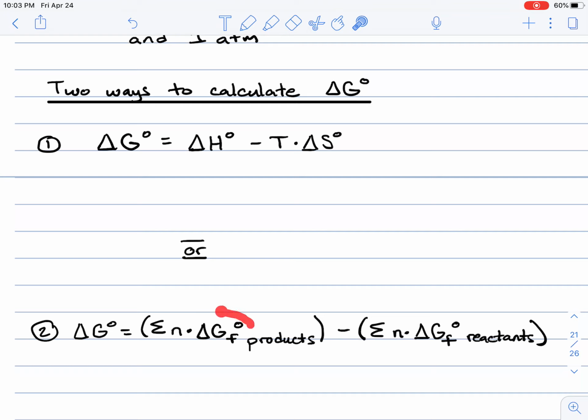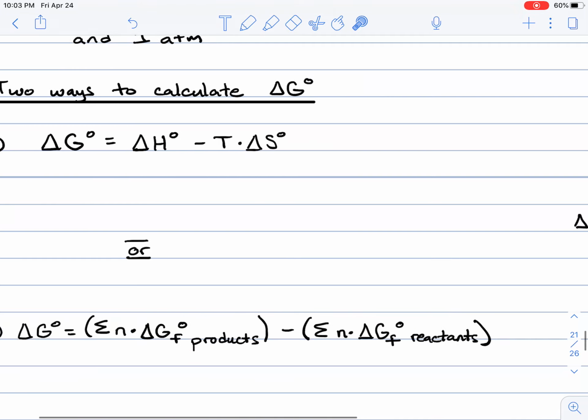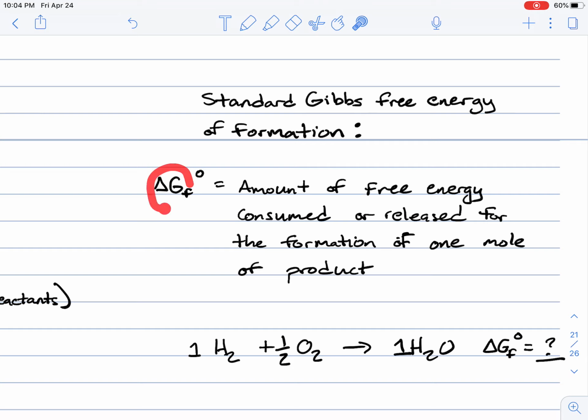And so this is somewhat of a new term for us in this lecture video. So let's go over what this delta G f is. Delta G f with a knot basically represents the standard Gibbs free energy change of formation. And so the idea is, how much free energy was consumed or released for the formation of exactly 1 mole of product.